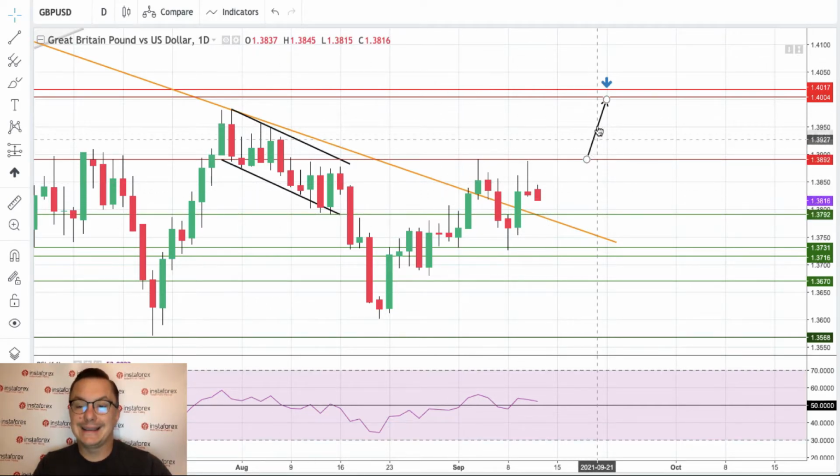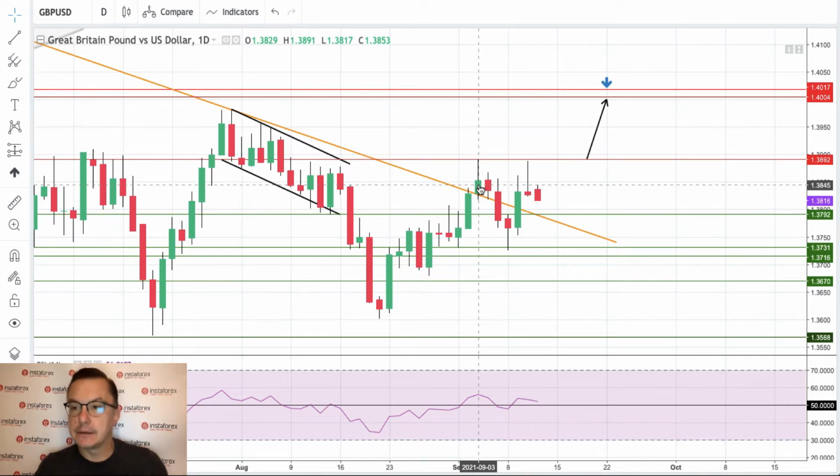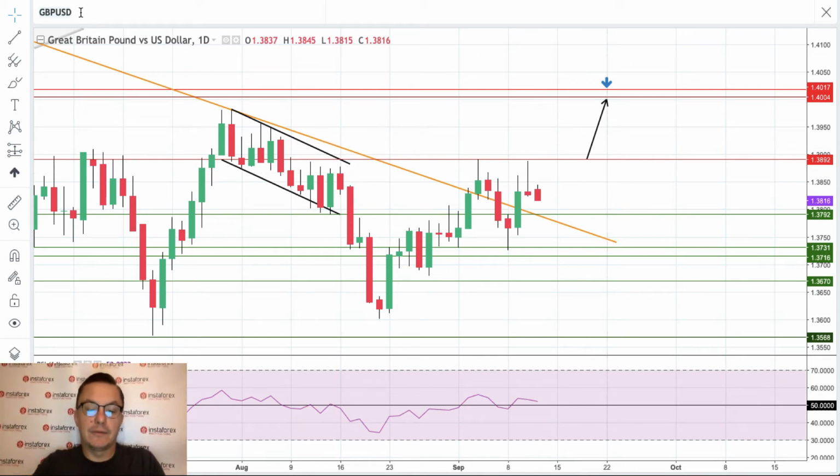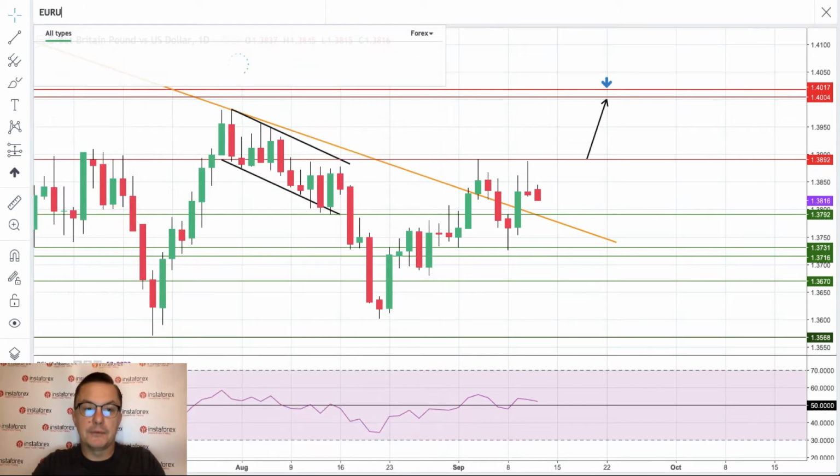So this scenario towards the level of 1.4 is valid only if a new high above 1.3892 is made. Okay, otherwise we might keep consolidating or bouncing up and down in a whipsaw mode between the levels of 1.3731 and 1.3892. So that's the outlook for the British pound.